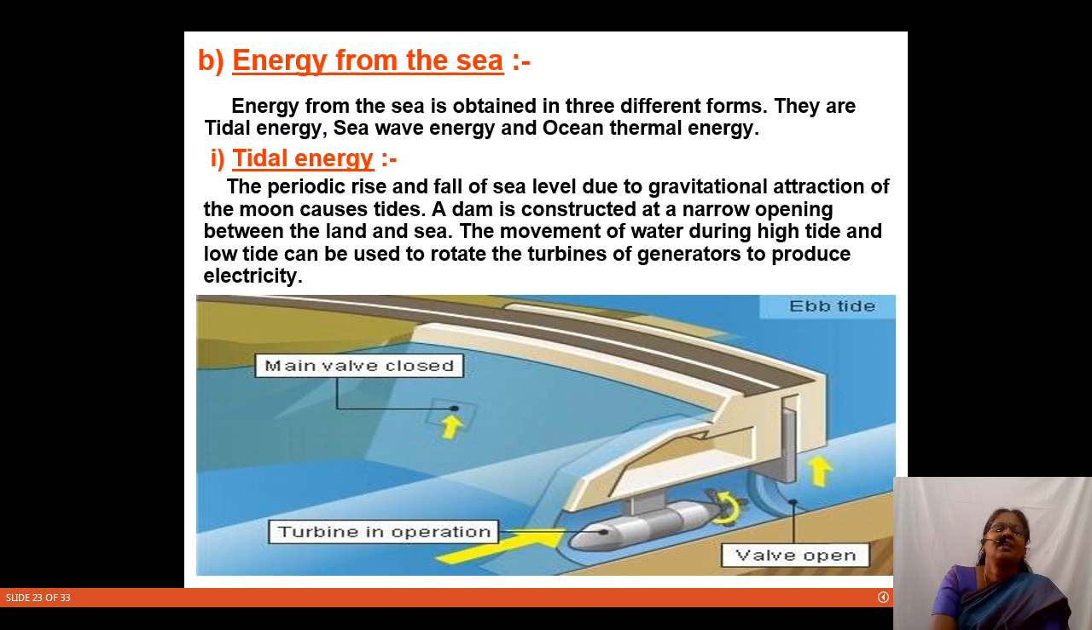Next one, energy from the sea, energy from the ocean. The ocean is a renewable source of energy, with plenty of water. How can we use that plenty of water in a usable way? Energy from the sea is obtained in three different forms: tidal energy, sea wave energy and ocean thermal energy. First we have to discuss tidal energy.